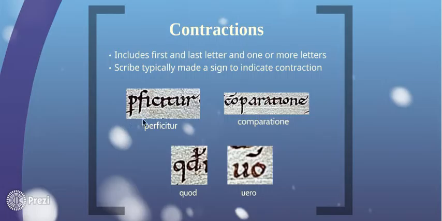In this first example, there's a line crossing the descender of the P to indicate the missing ER in between the P and F. Here there's a horizontal line or a macron above the CO to indicate the missing M. A macron again crossing the ascender of the D to indicate the missing UO, and another macron indicating the missing ER in U or O.